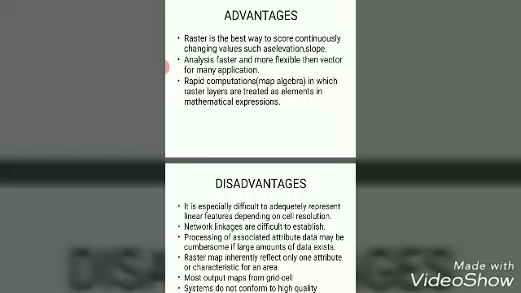Then disadvantages of raster data. It is especially difficult to adequately represent linear features, depending on cell resolution. Then network linkages are difficult to establish. Then processing of associated attribute data may be cumbersome if large amounts of data exist. Then raster maps inherently reflect only one attribute or characteristic for an area. Most output maps from grid cell systems do not conform to high quality cartographic needs.